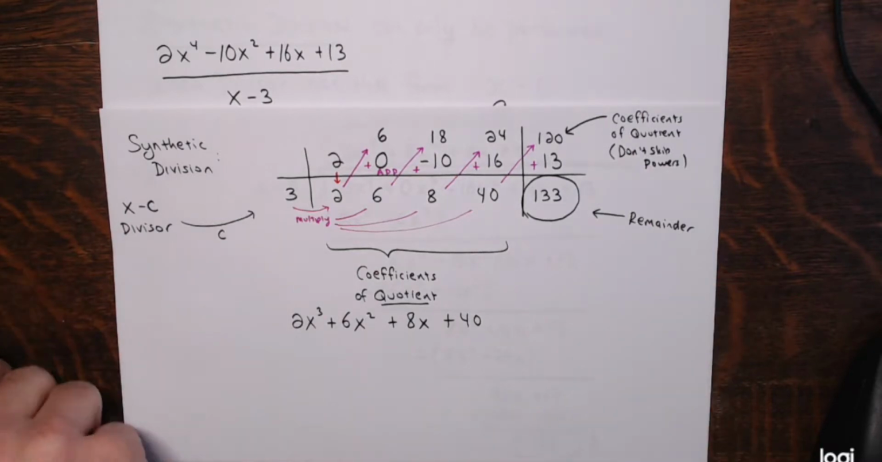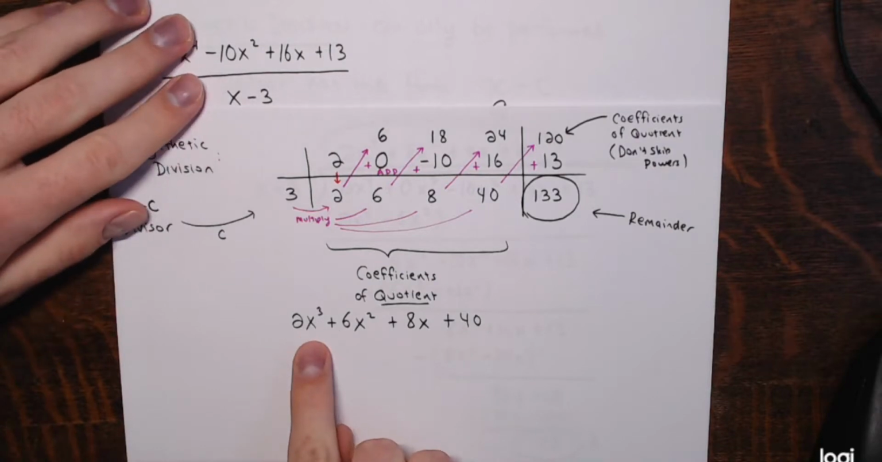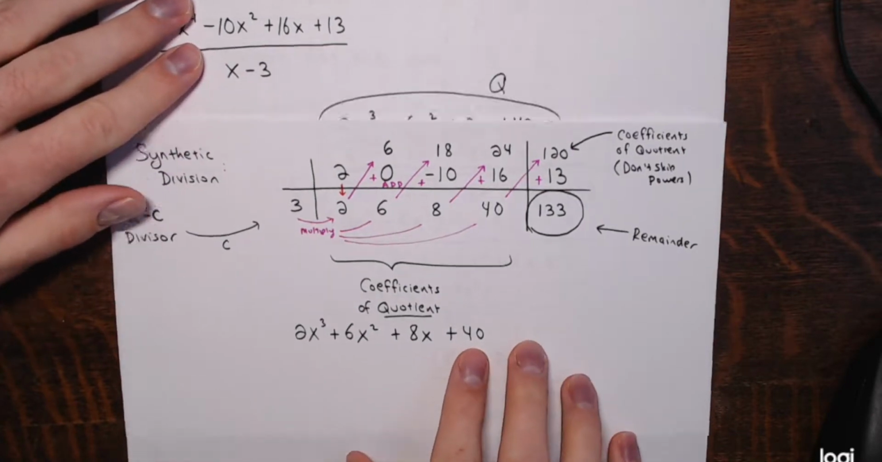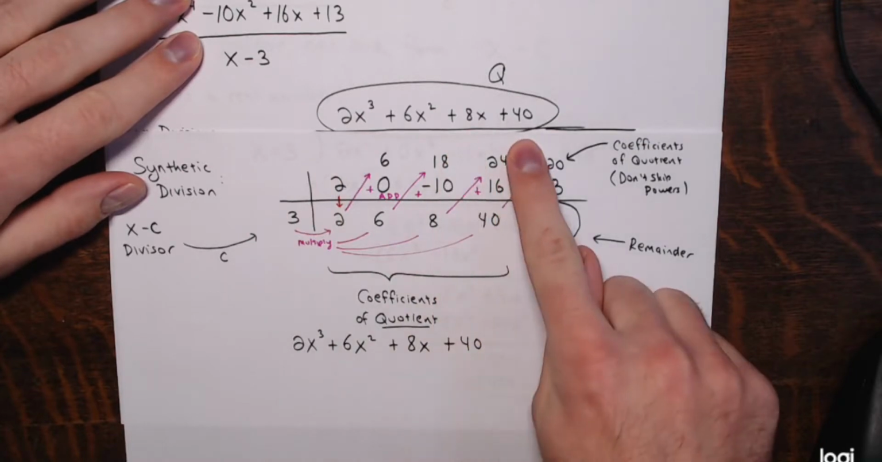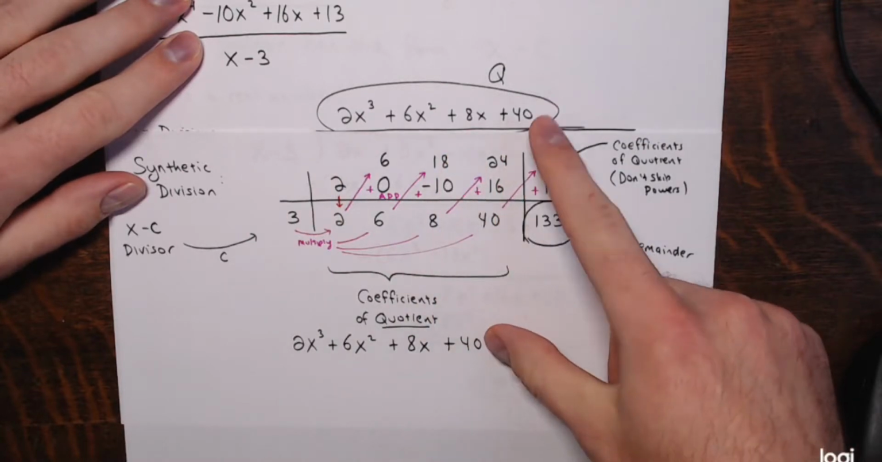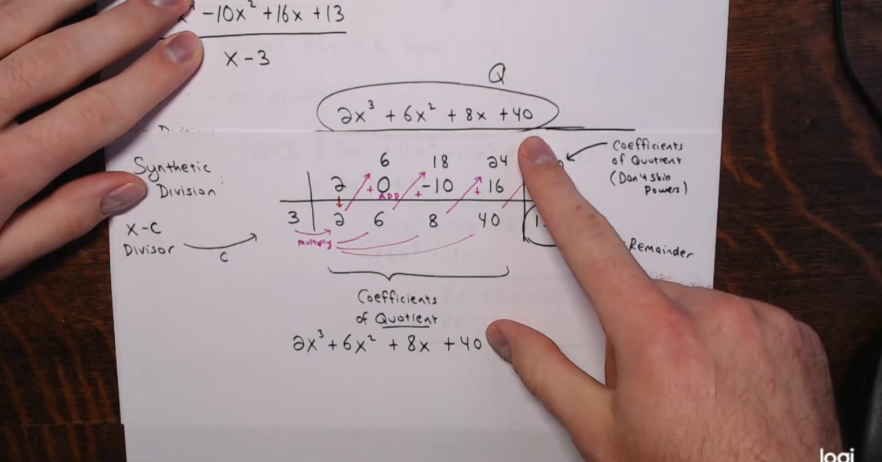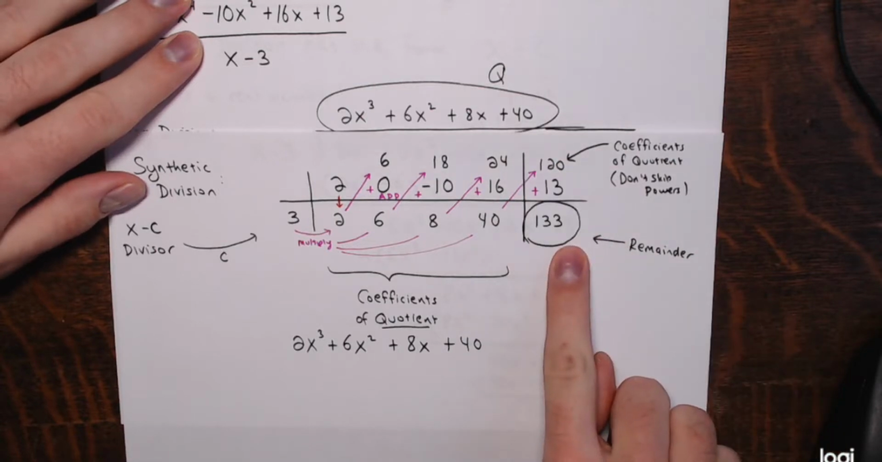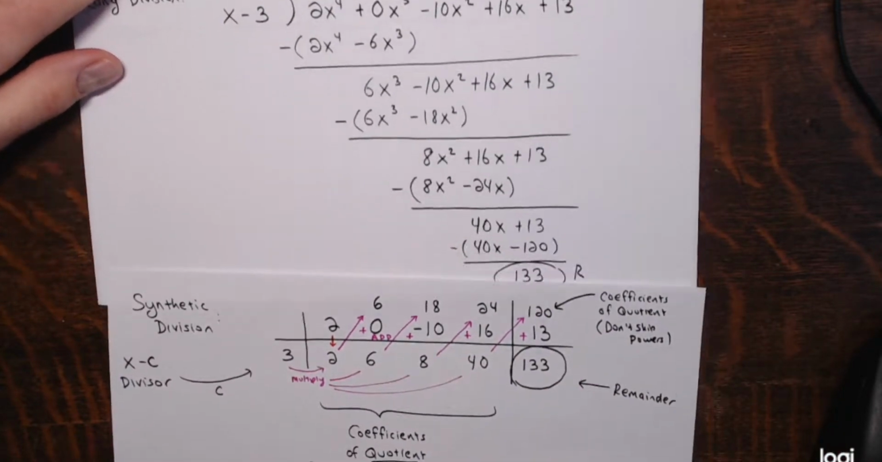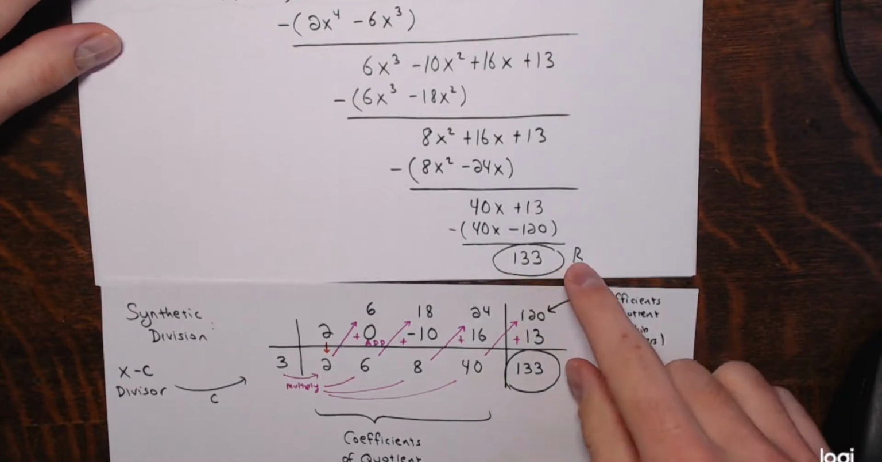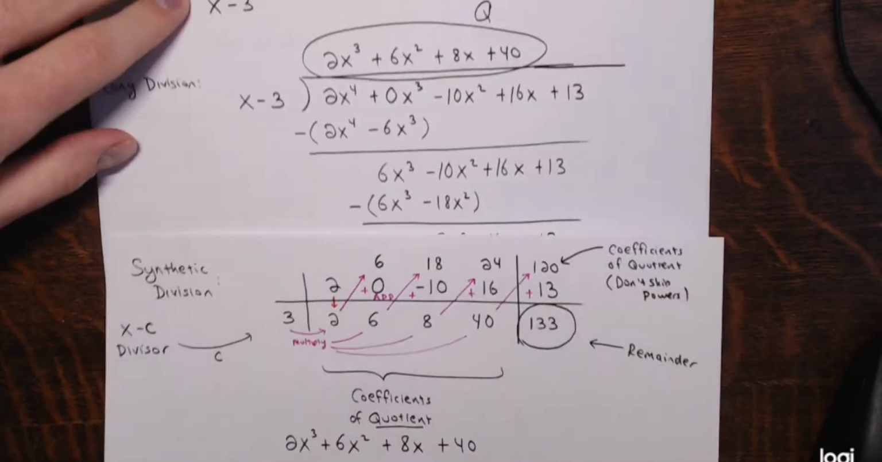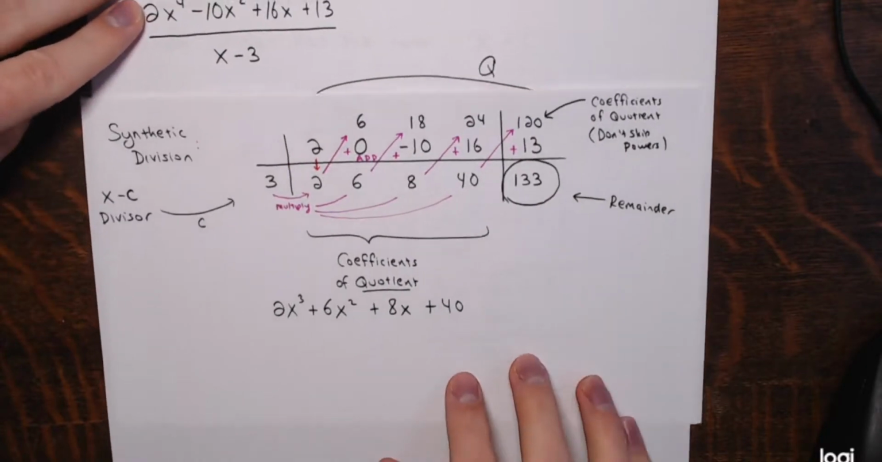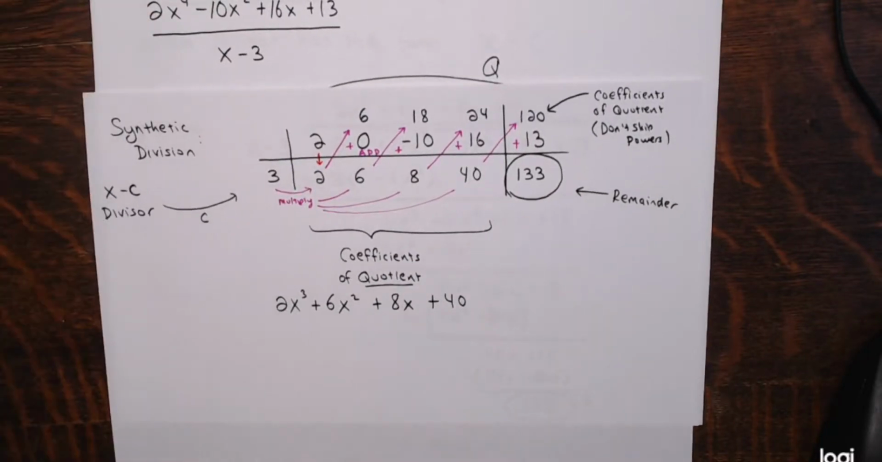Now let's compare that to when I did long division. Quotient was 2x cubed plus 6x squared plus 8x plus 40. Hey, it's exactly what I got doing long division. The remainder, 133. Exactly what I got doing long division. And a lot less writing. Takes up a lot less space.